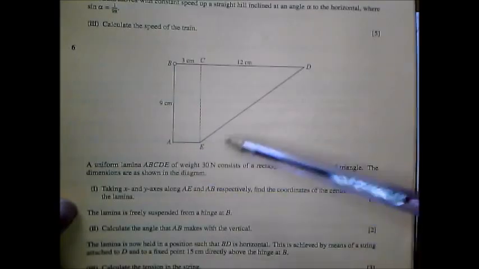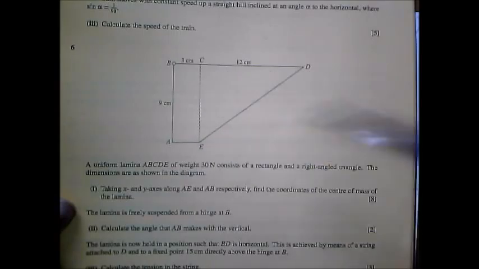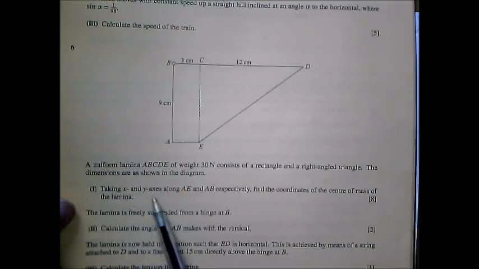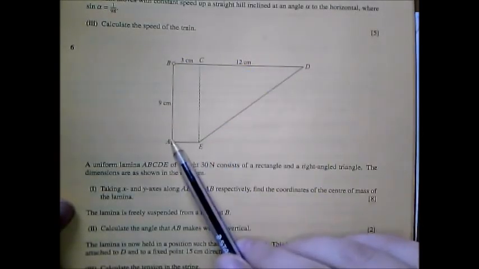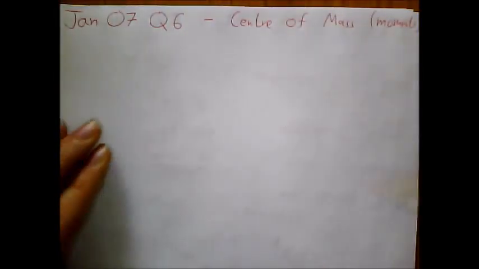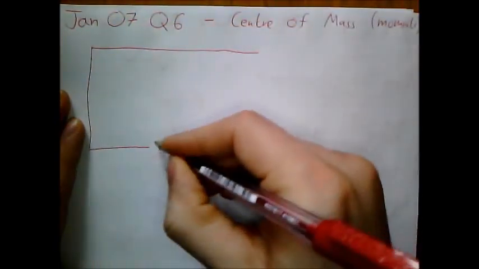So we have our uniform lamina, which has a weight of 30 newtons, and it's made up of a rectangle and a triangle. We're being asked to find the centre of mass of this lamina using AE and AB. So basically this corner here is our datum position. We're going to draw a fairly large diagram here, because I like to put on various bits of information.